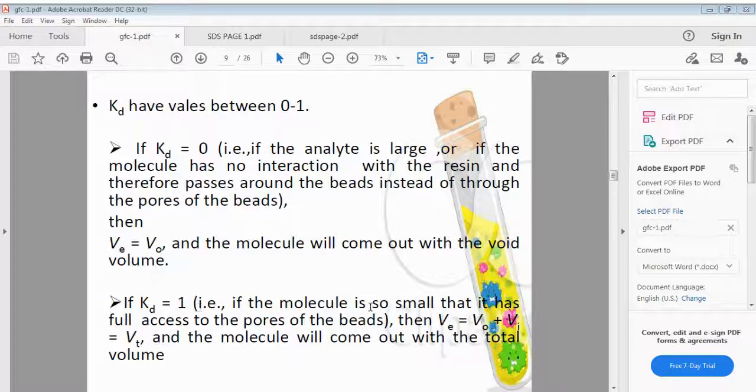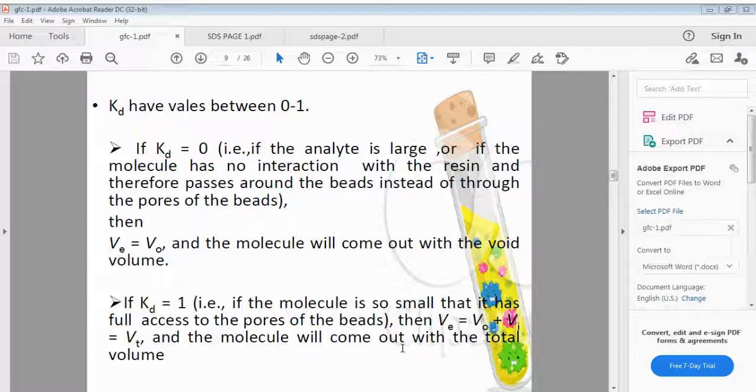If the molecule is so small that it has full entry to the pores of the bead, then the elution volume will be the volume present in the column plus the volume present inside the gel. That will be the total volume. So when will the molecule come out of the gel? When you change the buffer. When you use a different buffer, then it will come out of the gel.